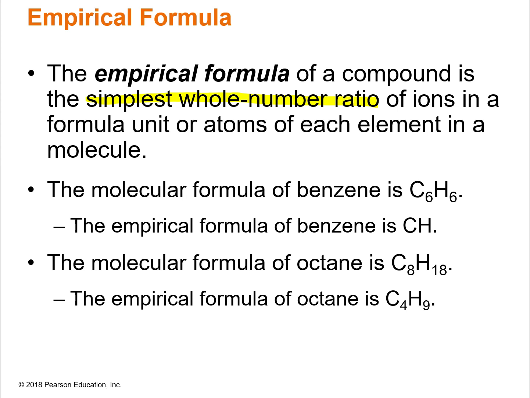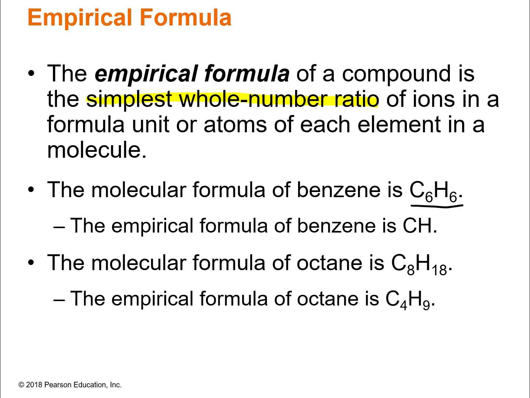So if we have benzene, its molecular formula is C6H6. In the chemical benzene, there are 6 carbons and 6 hydrogens. The empirical formula of benzene is CH, 1 carbon and 1 hydrogen. That's the simplest whole number ratio of atoms of each element, 1 to 1. The molecular formula of octane is C8H18. The empirical formula, if you reduce that down, is C4H9. We can't reduce that down anymore.